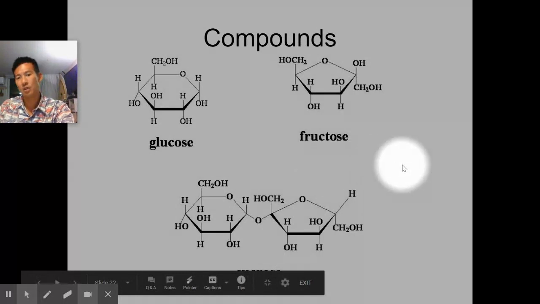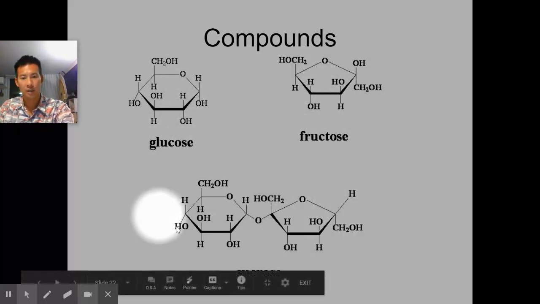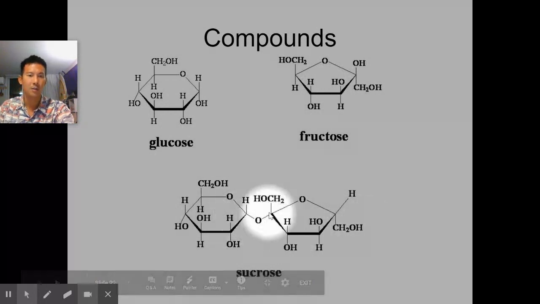Okay, here are some examples of compounds. Besides the H2O water molecule I gave you earlier, there's glucose and fructose. These are types of sugar. Here's sucrose, table sugar.